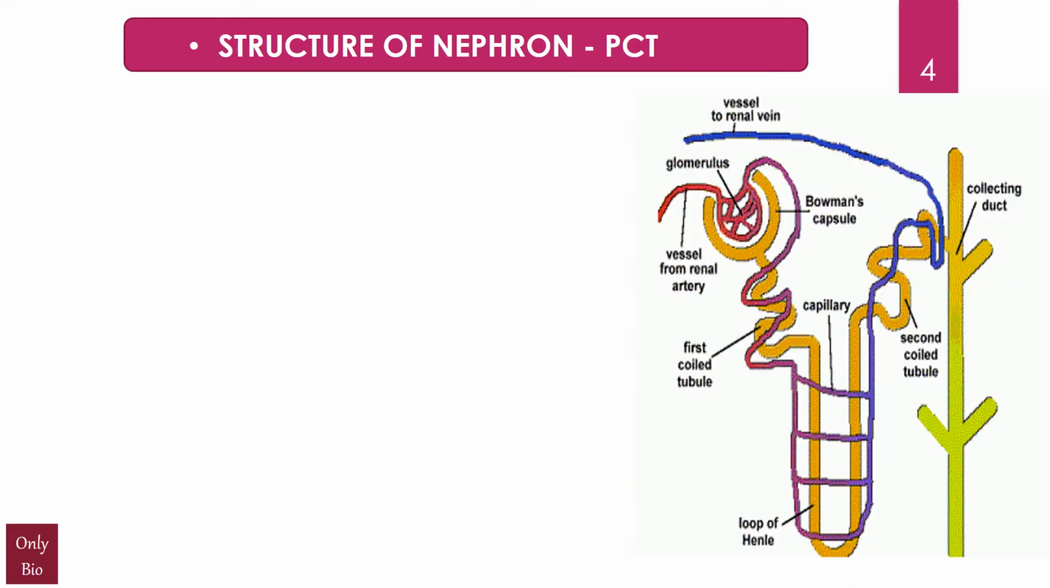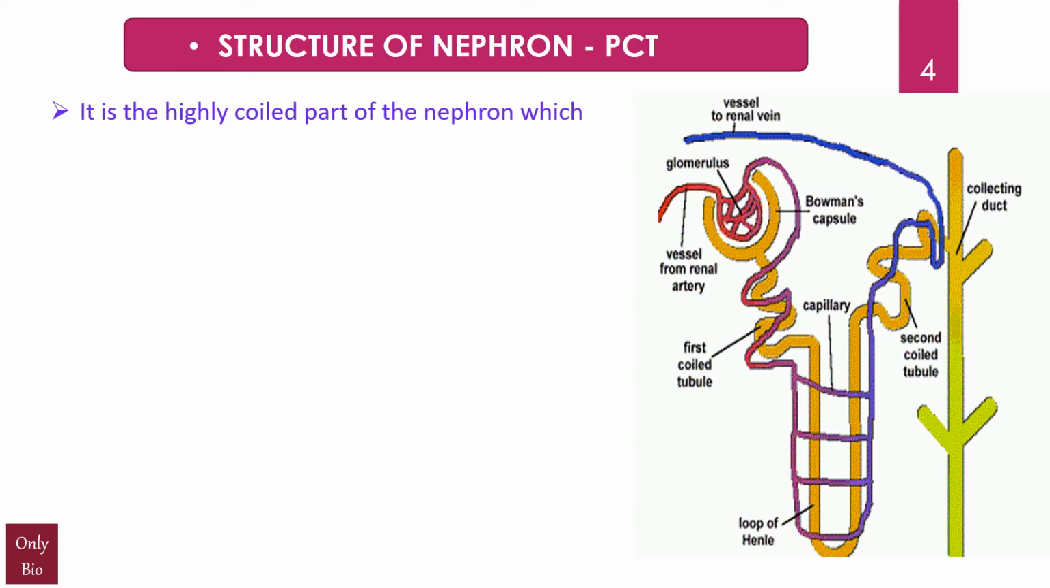Friends, on the right hand side you can see a beautiful picture of the nephron. We are going to talk about the structure of the nephron, especially the renal tubule, because we have already talked about the Malpighian body in the earlier video. So we started with the neck of the nephron, which continues into the first coiled part of the renal tubule, which is the proximal convoluted tubule, also called the PCT.